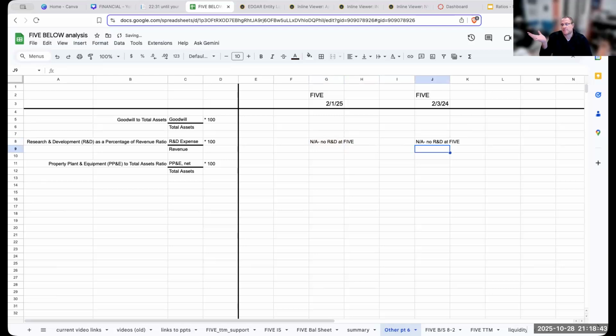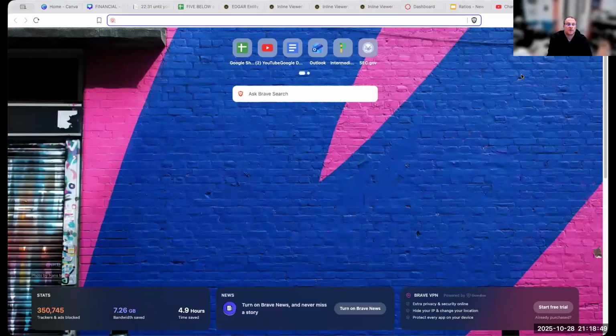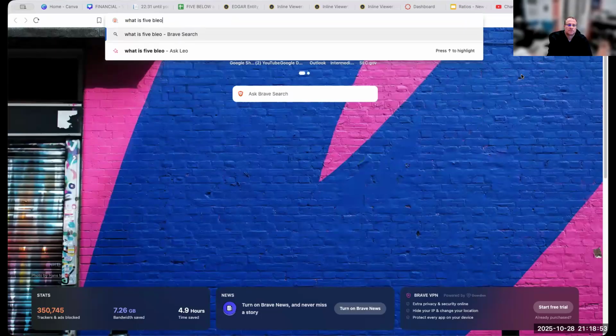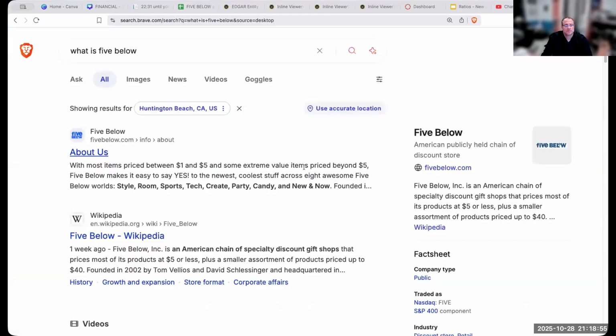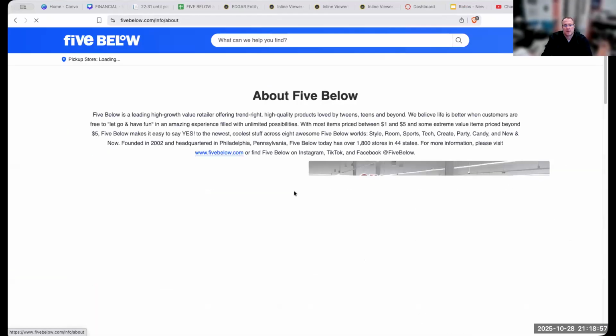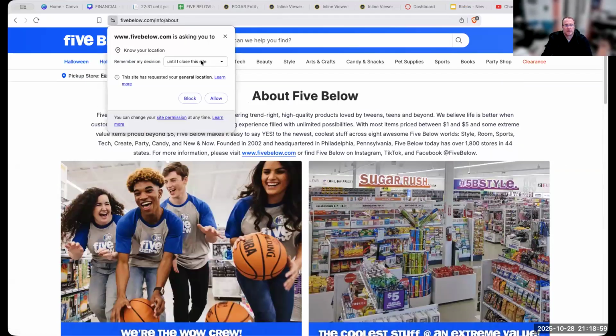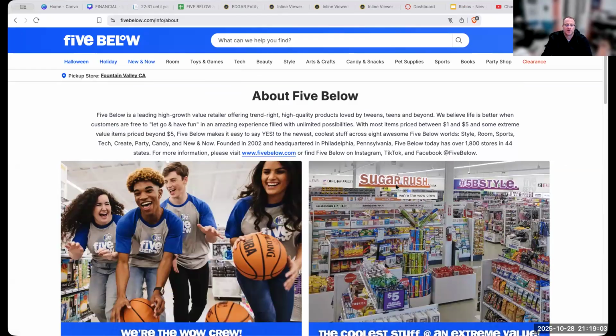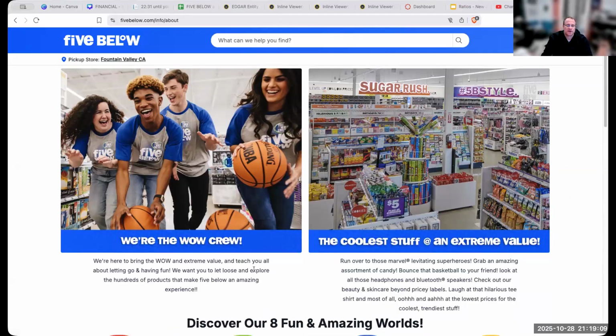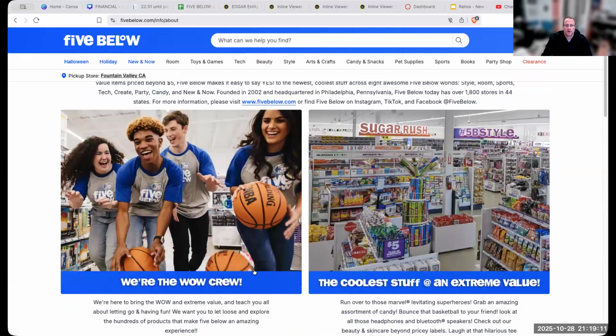And it doesn't mean it's anything bad. It's just that it's not what 5 Below does. And if you do want to see what 5 Below does, they're basically selling a lot of different stuff. Like this kind of reminded me of Candy Crush from that Wreck-It Ralph movie. But if you look at this, it's the WoW crew party room.